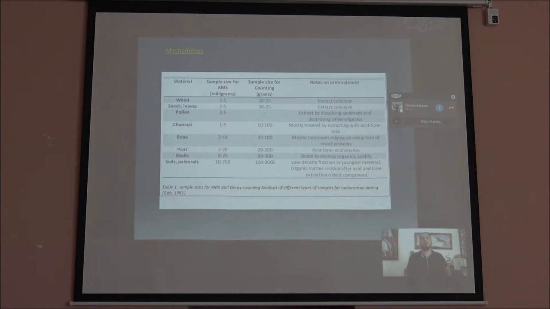Better for us to use the carbon-14 because of the short half-life that we have. Okay, I think that's all I have.